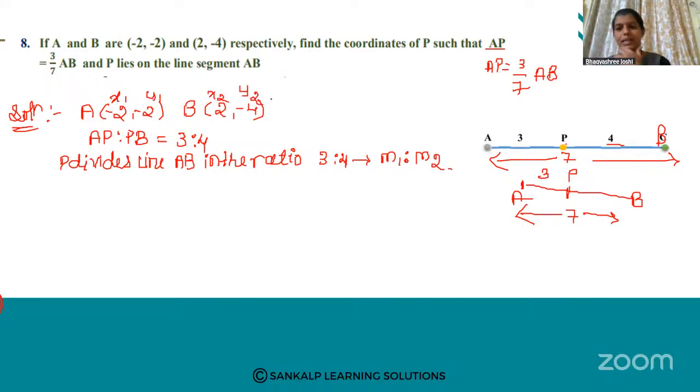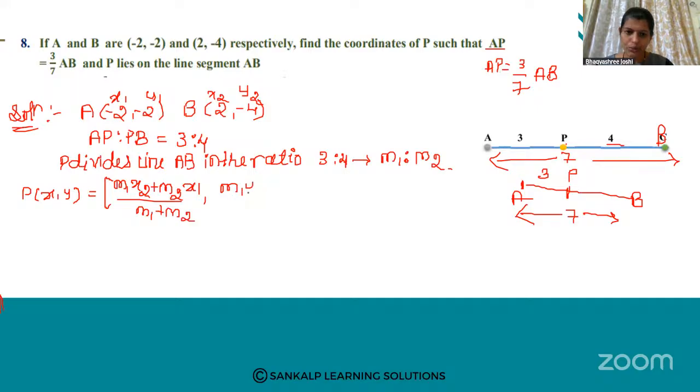Now which formula we need to apply? When it is dividing in the ratio, that time we are going to use the section formula. Okay. So the section formula is: P(x, y) is equal to (m1 x2 plus m2 x1) divided by (m1 plus m2), and (m1 y2 plus m2 y1) divided by (m1 plus m2). This is our formula. Next step, substitute the values.